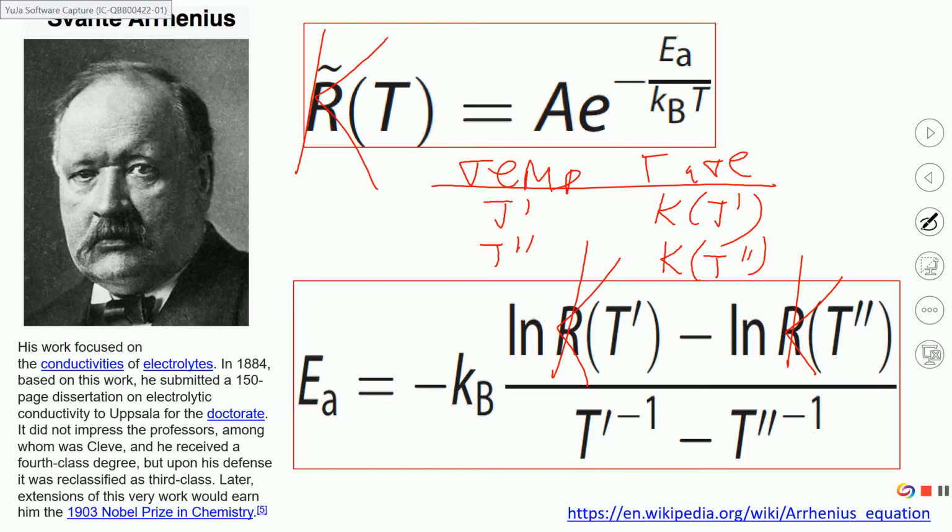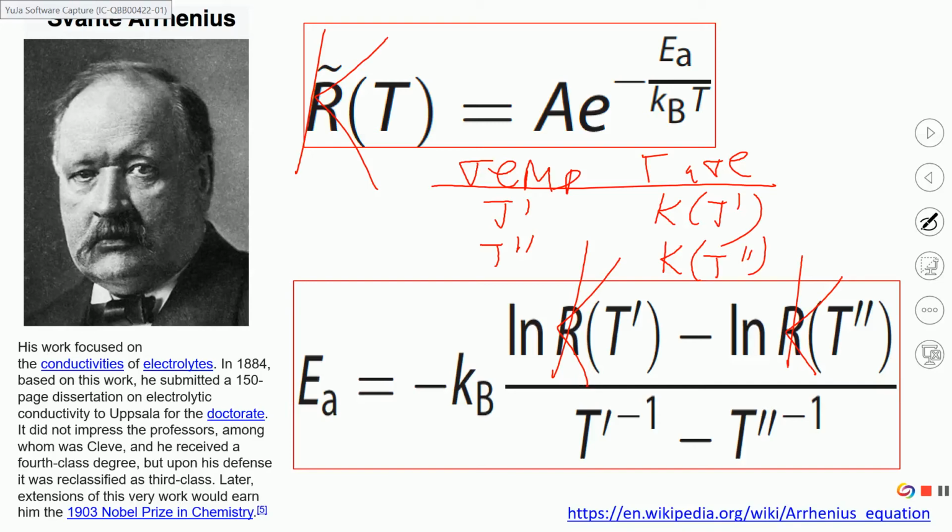Okay. So it will be the derivative of the logarithm of rate over the derivative of inverse temperature. Okay. And if you do not like derivatives, you just need 2 points. One point is temperature and rate, another point is temperature and rate. If you just solve this equation, in the numerator it will be the difference in logarithmic rates in one point and another one, and in the denominator the difference of inverse temperatures.